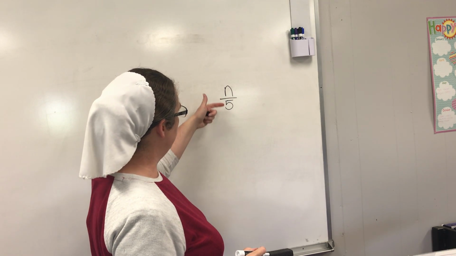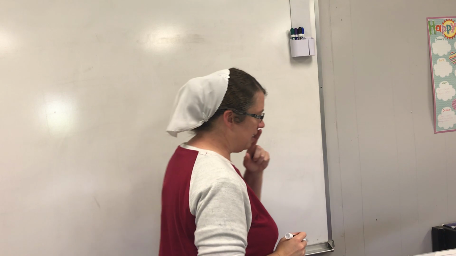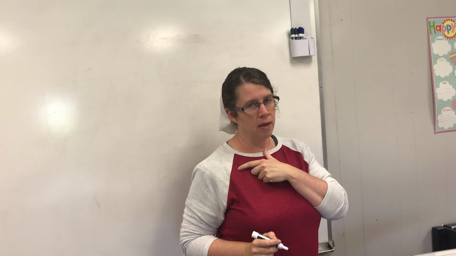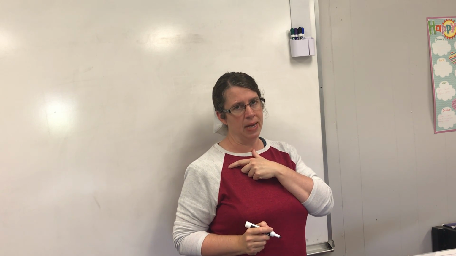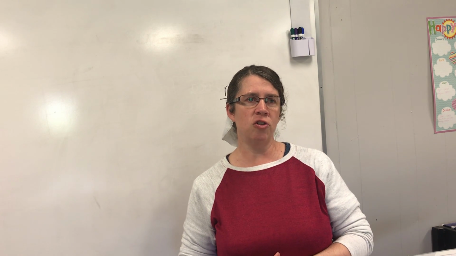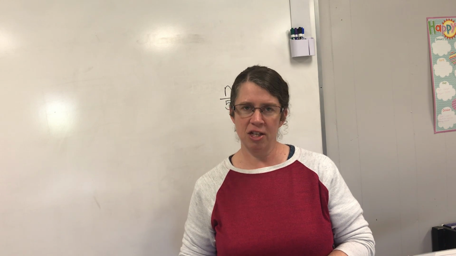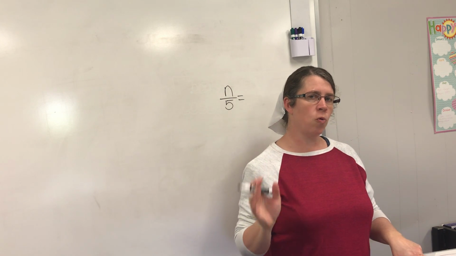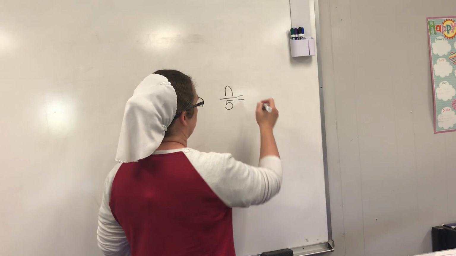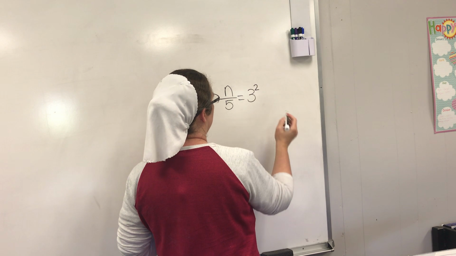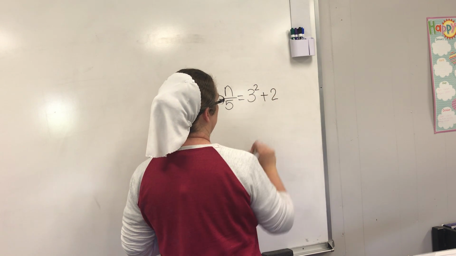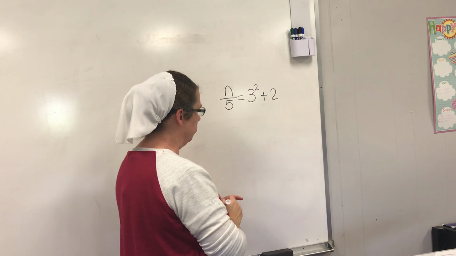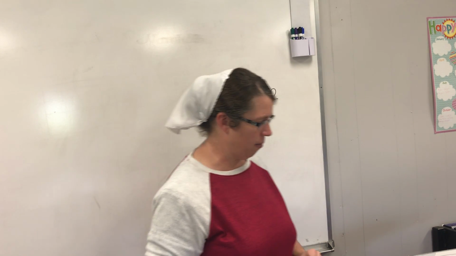the quotient of a number and 5 is equal to the sum. Seth, what does sum mean? It is the answer to an addition problem. Good. To the sum of 3 squared and 2. So 3 squared and 2. The sum of 3 squared and 2. All right, then you need to solve that one.